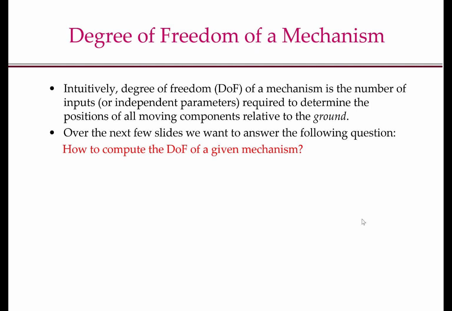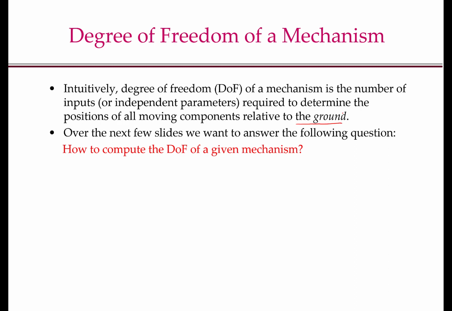Intuitively, degree of freedom of a mechanism is the number of inputs or independent parameters required to determine the position of all moving components relative to the ground. Now, the question of how we determine the position of all moving components given the degrees of freedom will be discussed in a later lecture.